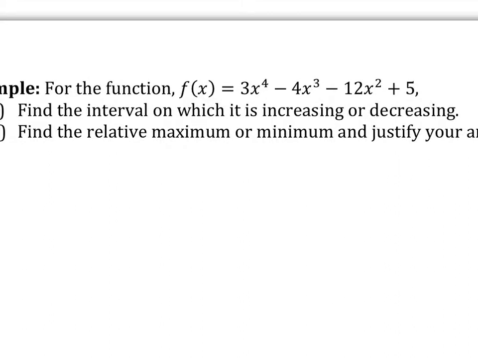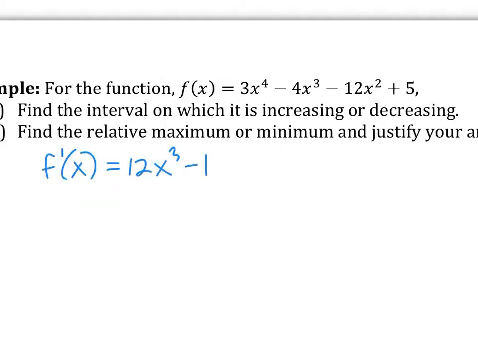Okay, for this function, find the interval where it is increasing or decreasing, and then find the relative maximum and minimum and justify your answer. So we need to learn how to justify our answers the way AP wants us to do it. Okay, first, we want to figure out where it's increasing or decreasing. That means all those increasing, decreasing, maximum, minimum, they all mean derivative. Okay, so we got to find the derivative.